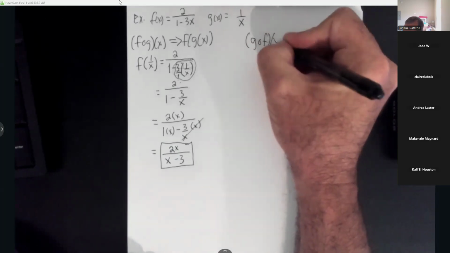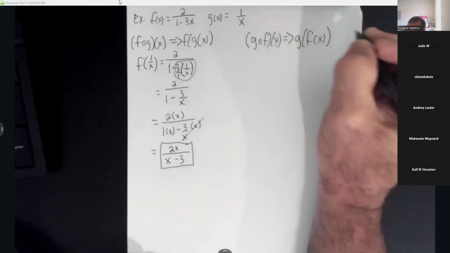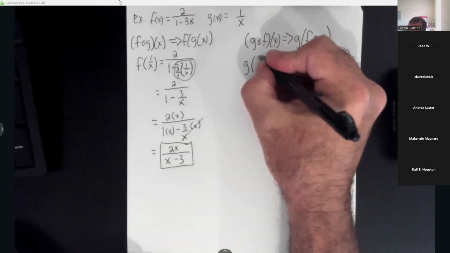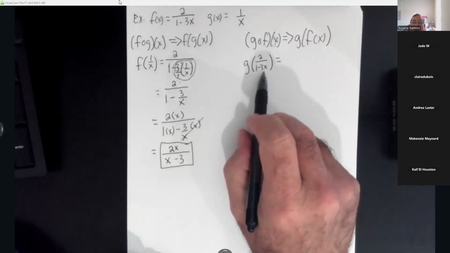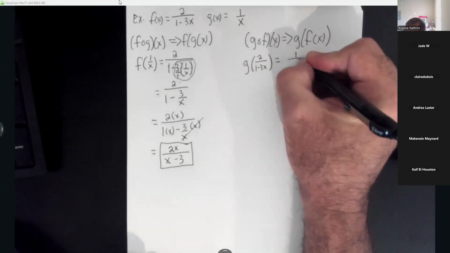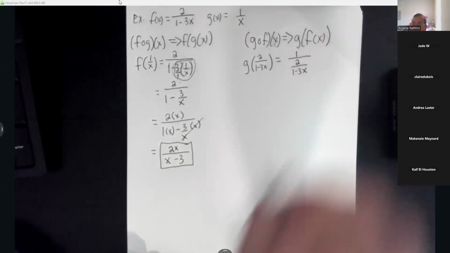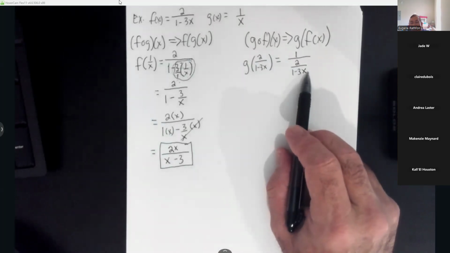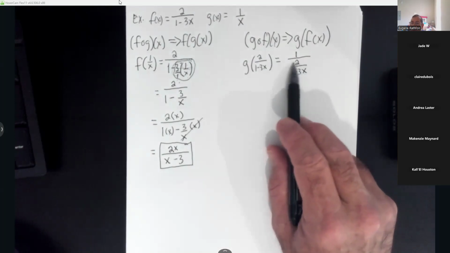All right, y'all, g composed f of x is like g of f of x. So I'm finding g of f of x, which is 2 over 1 minus 3x. All right, so this is what I'm putting into that 1 over x. So I'm going to have a 1 over 2 over 1 minus 3x. So in a second, we'll probably set 1 minus 3x equal to 0 to see what this x cannot equal, because it's in the bottom of that fraction, okay?